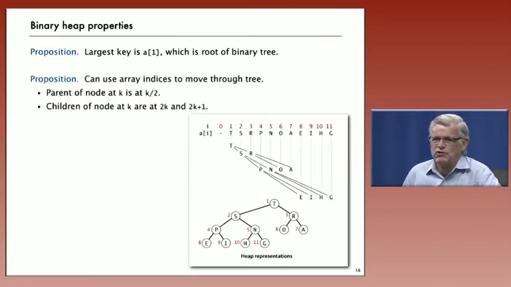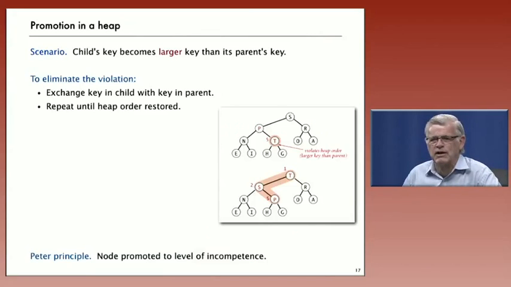The other thing is, as I just mentioned, you can use the array indices to move through the tree. For example, if the node is at position k, index k in the array, then its parent is at k over 2, and that's integer divide. So the parents of, say, h and g are both n. H is at 10, g is at 11, n's at 5. So both of those are 10 over 2, 11 over 2, integer divide is 5. And going the other way, it's easy to see that the children of the node at k are 2k and 2k plus 1. So we don't need explicit links at all to represent these data structures. We can just use array indices.